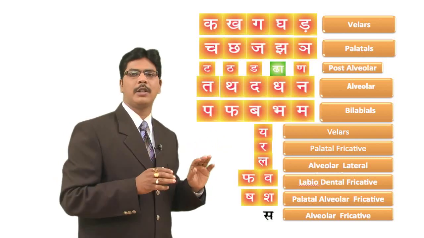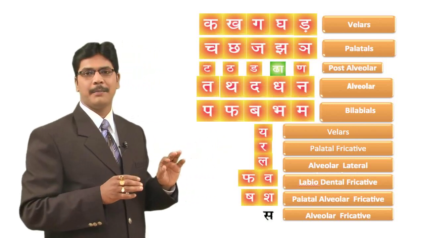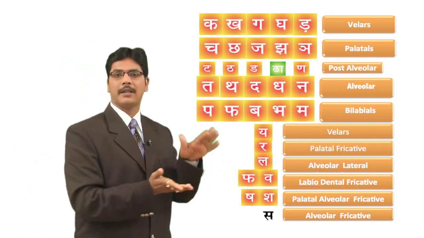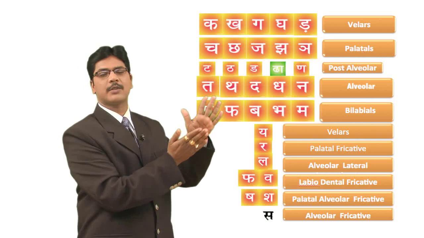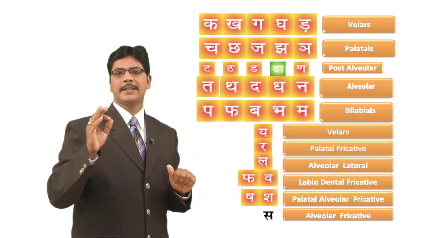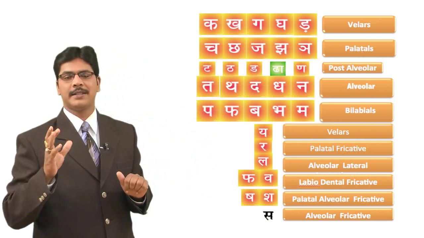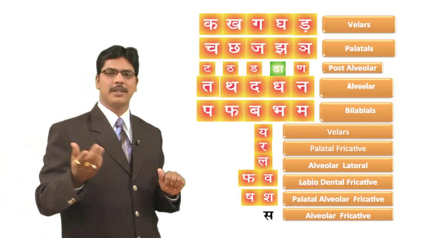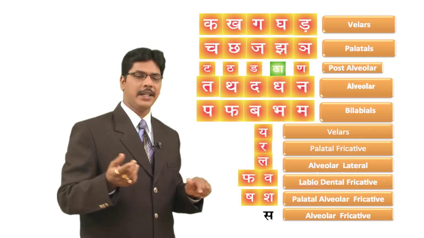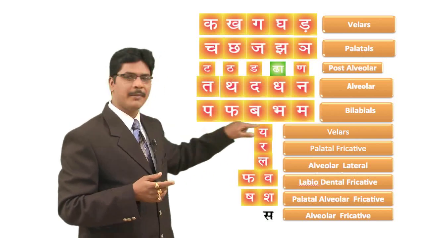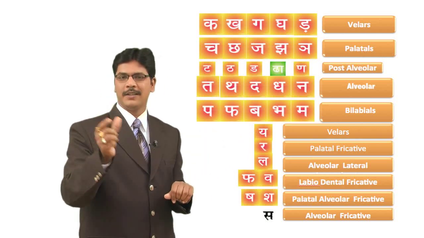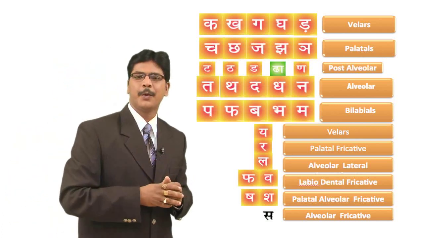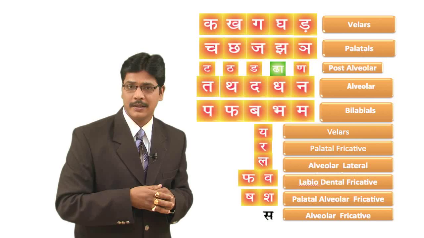Now these sounds are called the palatals. Palate: inside the mouth, the upper part is called the palate. This is the tongue, and this upper part is the palate. These sounds are produced with the tongue touching the palate. Ch, check it out, and j. See, ch and j come from the same line: cha, ja, nya, right? They are both coming from the same line because they are palatals.